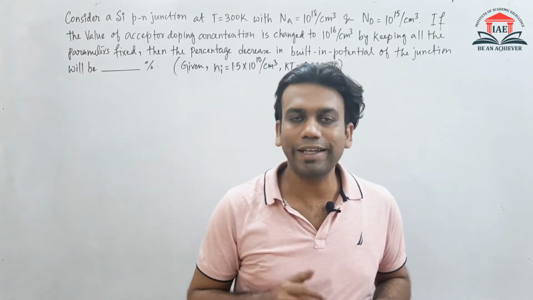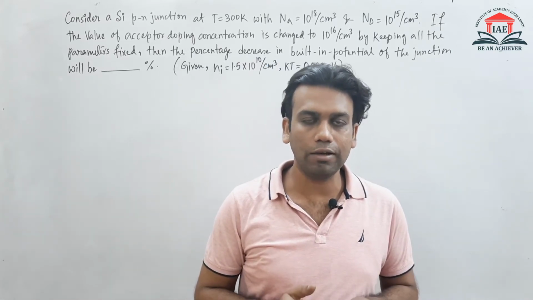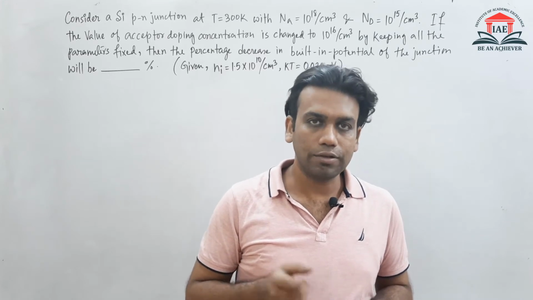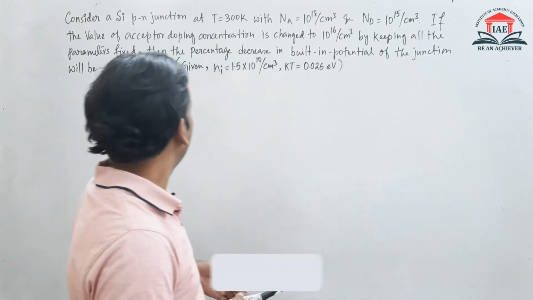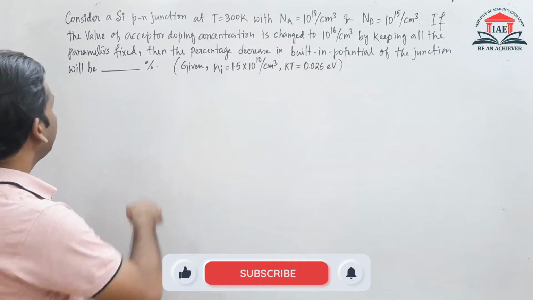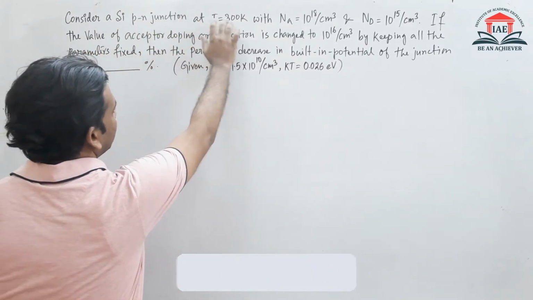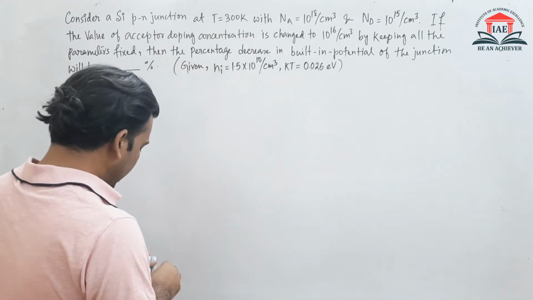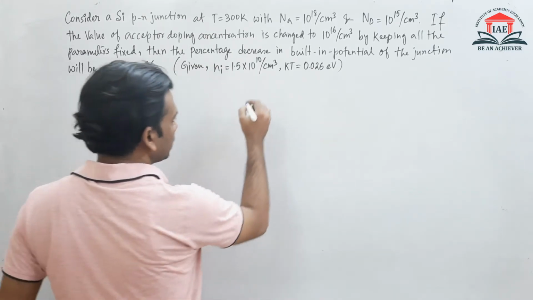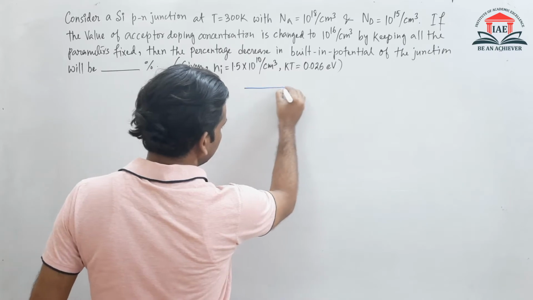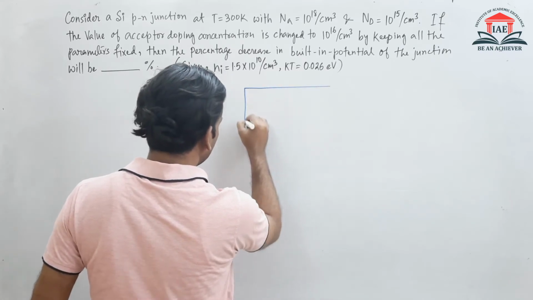In this video, we are going to discuss a numerical on the PN junction. So let's get started with the numerical. In this numerical, it is written: consider a silicon PN junction at T equals 300 K. So let us first draw a PN junction. This is a PN junction of silicon.